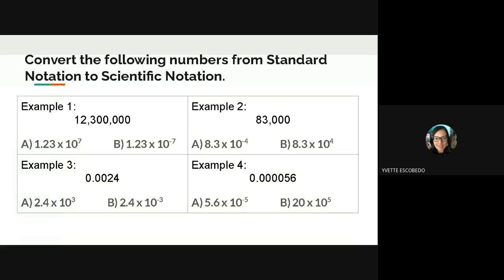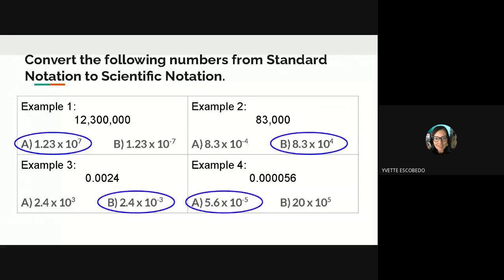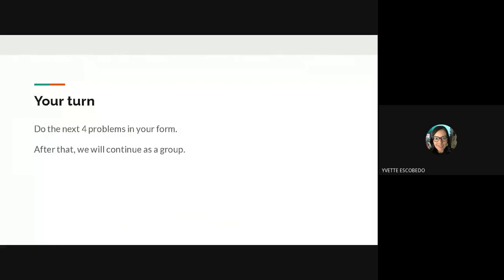Now here are some examples. It says convert the following numbers from standard to scientific notation. These are the examples from the video. So you should have these answers from the video. So now you're going to try the next 4 problems in your form. After that, we will continue as a group.